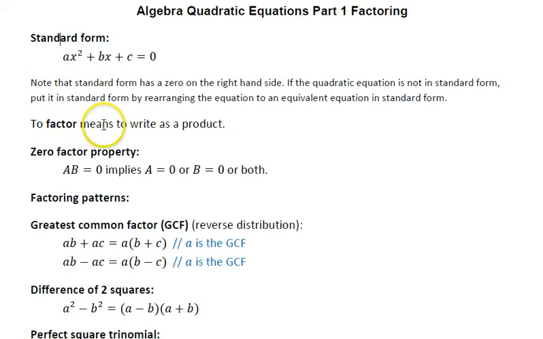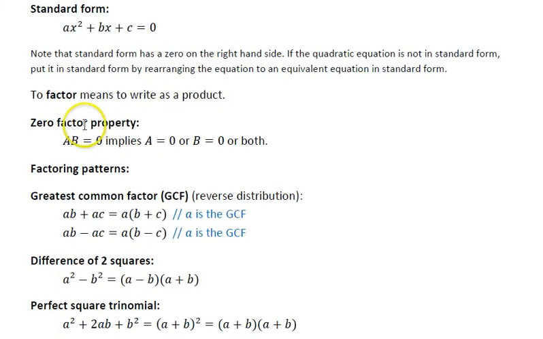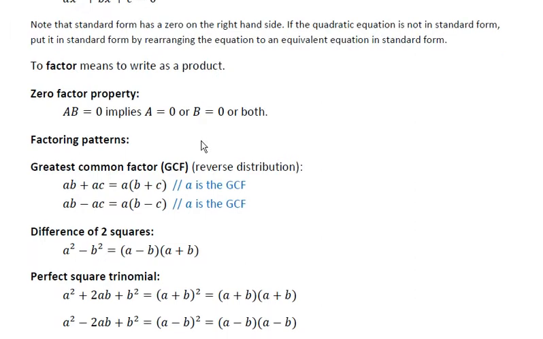To factor means to write as a product. We're going to be using the zero factor property. If we have a product AB equal to 0, this implies that we can set each of the factors equal to 0, or both of them could be 0. It's equivalent. So we take this equation here and it becomes 2 simpler equations. That's the key technique here in this factoring solution.